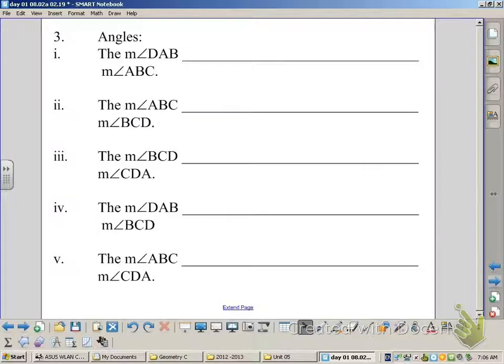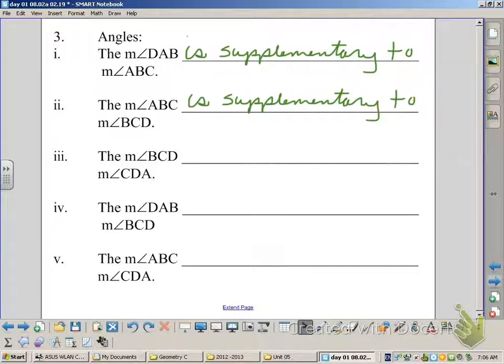Angle DAB and angle ABC. Their angles aren't equal. What do we notice about their measures? We have 102 and 78. Those add up to 180, so we can say that those are supplementary. Let's take a look at the next pair. Angle ABC is 78, angle BCD was 102. Anyway, when we add them up, we get 180. So those are supplementary. Let's see what happens with the next set.